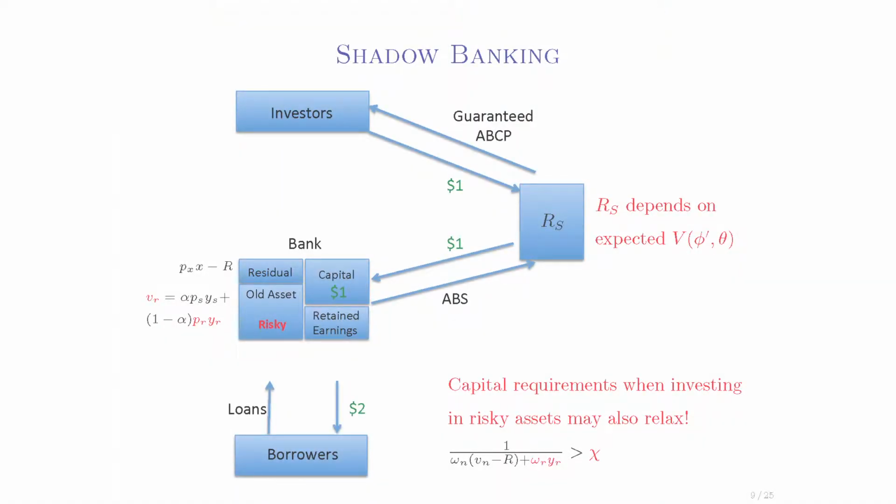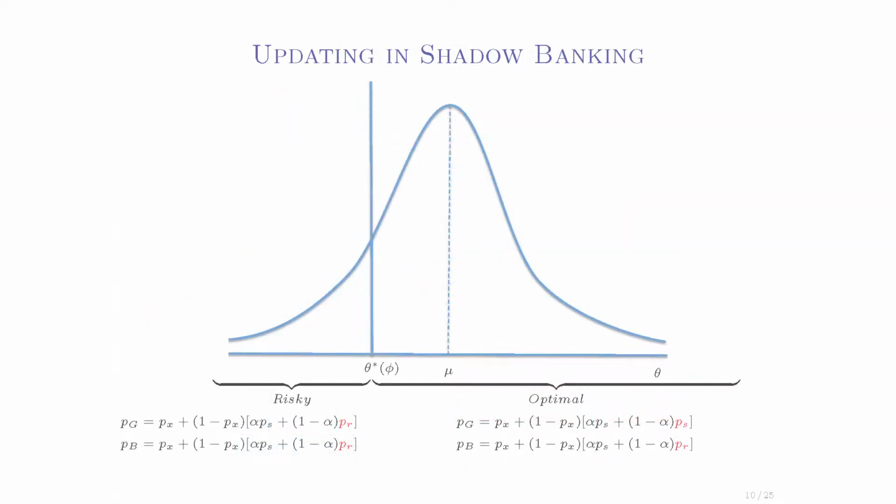So shadow banking, okay, the equilibrium in shadow banking will affect two things: the reputation updating by the banks and the interest rate that the banks have to pay in shadow banking. So this is how the equilibrium will look, effectively.